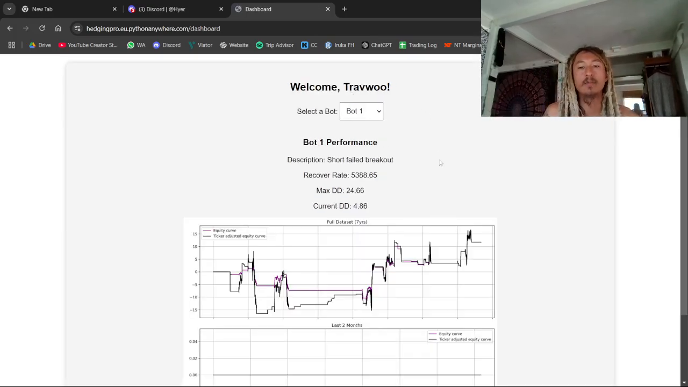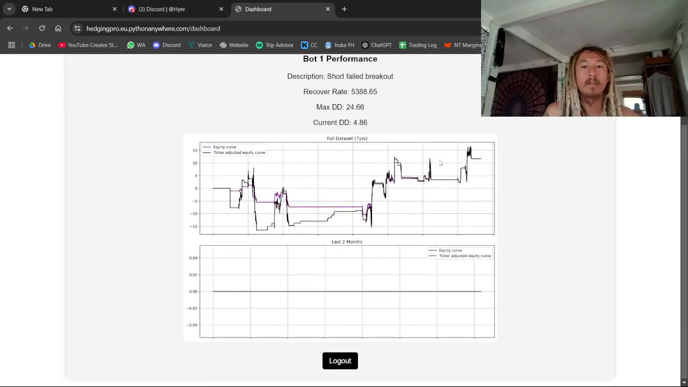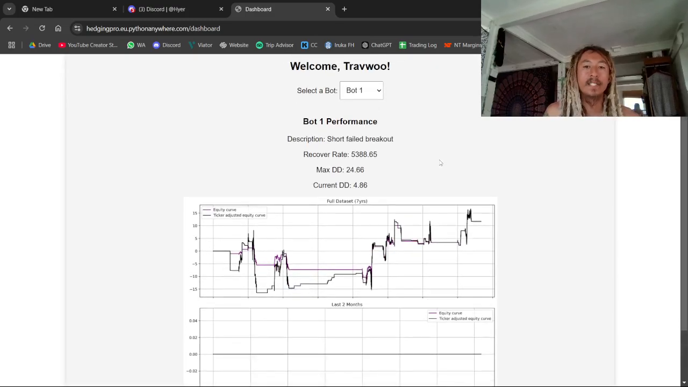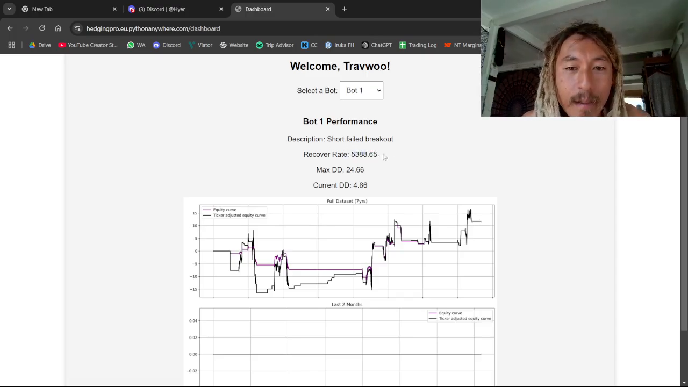I'm not going to tell you exactly what it is, but here's bot number 1, which is an altcoin only short. It shorts failed breakouts. Recover rate, I don't know if this is days. Does that make sense?